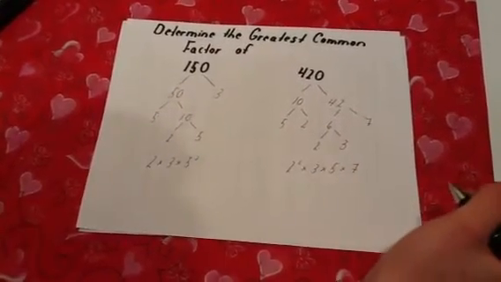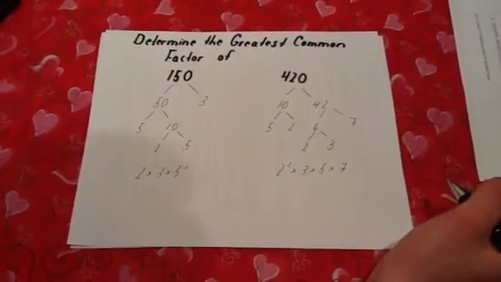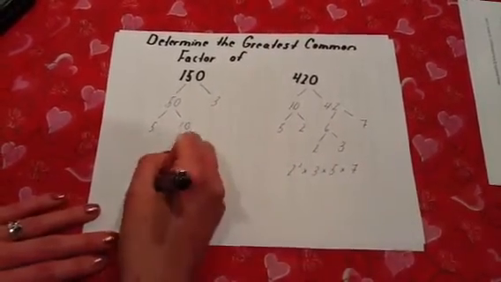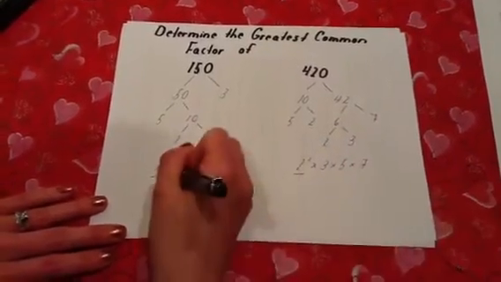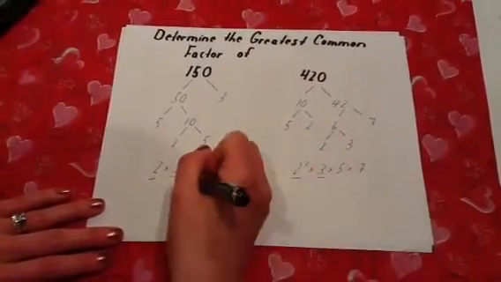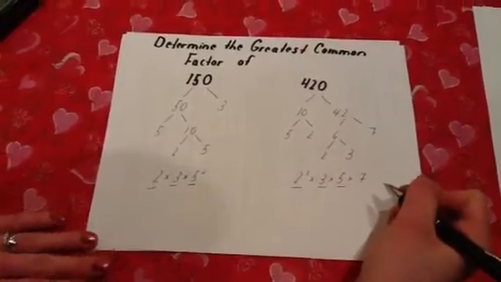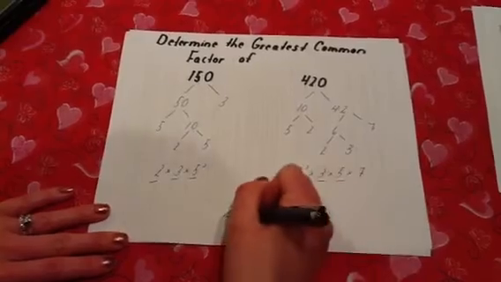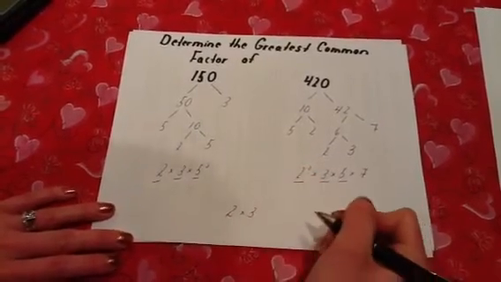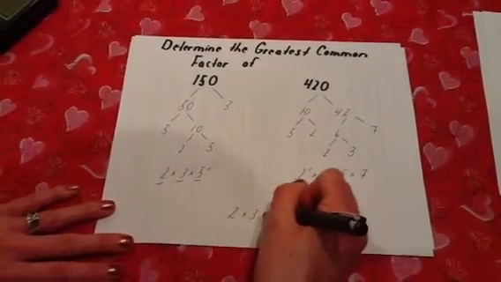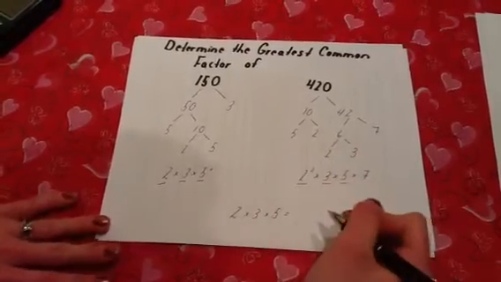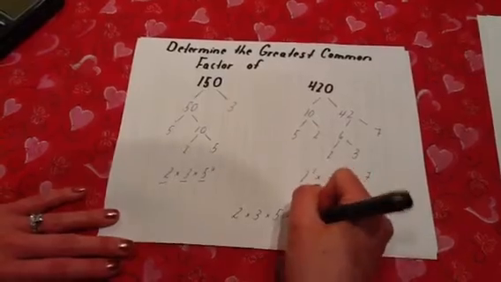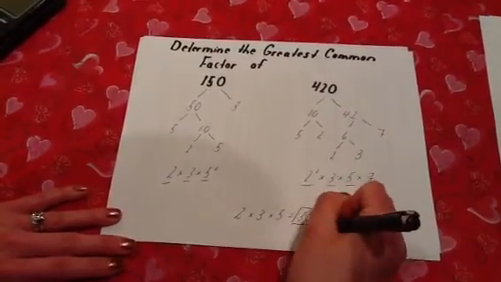So for greatest common factor, we have to take a look at the prime numbers for each one and see what they have in common. So they each have a 2, they each have a 3, and they each have a 5. So then we take a look. They each have at least one 2. They each have at least one 3. And they each have at least one 5. So we take a look at what they have in common, multiply those all together. So greatest common factor for 150 and 420 is 30.